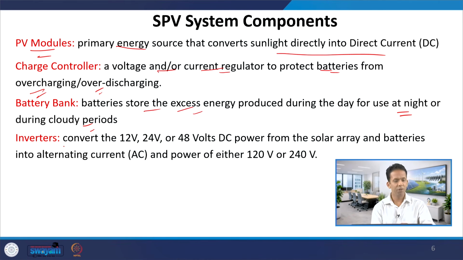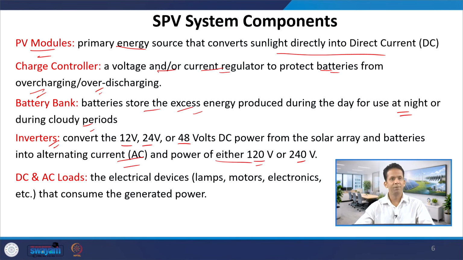The fourth component is the inverter. Inverters convert the DC power obtained from the solar array, which will typically be in the range of 12 volt, 24 volt or 48 volt, and convert this DC power from the solar array and batteries into AC power of either 120 volt or 240 volt, because that is the voltage at which Indian residential houses use power. Then finally the AC and DC loads. These are the electronic devices like lamps and motors, which actually consume the generated power.